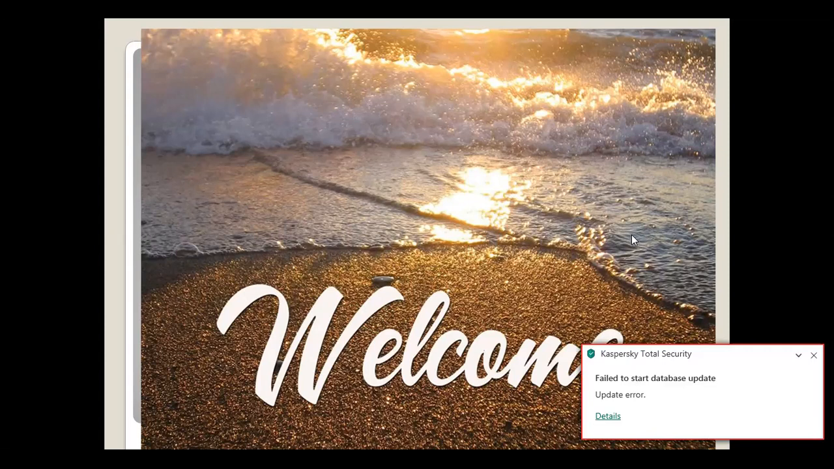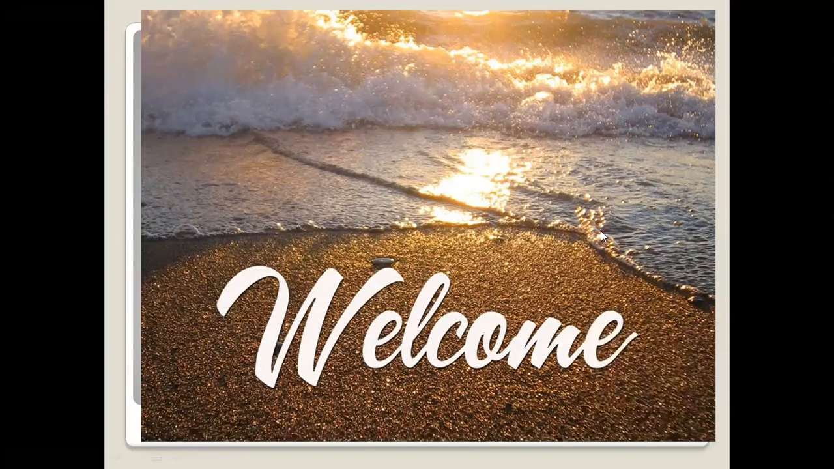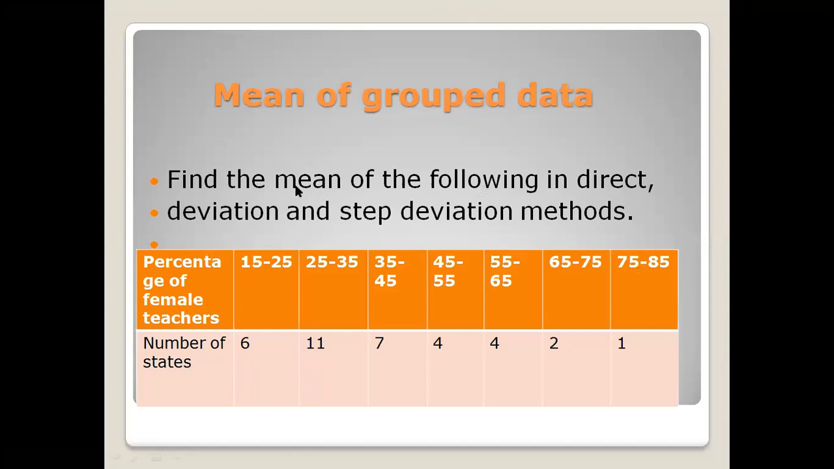So in today's class, you are going to learn to find the mean of the given question in all three methods in the same table. Let us see. The first question: find the mean of the following in direct, deviation and step deviation methods.